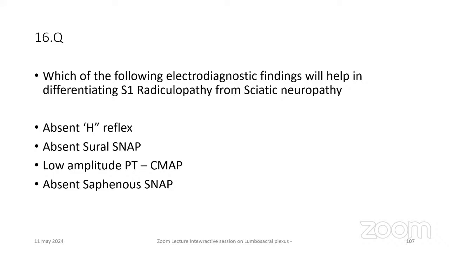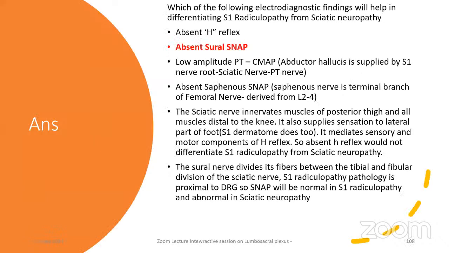Why do you say so? Because the lesion in S1 radiculopathy is proximal to the dorsal root ganglia, so SNAPs will be preserved in S1 radiculopathy, but in sciatic neuropathy they will be involved. As I said, that SNAP has dual innervation, it is getting from both. So it's possible that the answer is absent sural SNAP and low amplitude CMAP. The sciatic nerve innervates muscles of the posterior thigh. So absent sural SNAP is the correct answer.